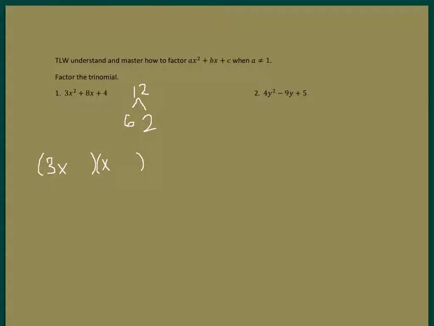Now, ask yourself this. How do I multiply 3x to make it equal 6? Well, that would be multiplied by 2. How do I multiply 1x to have it equal 2? Well, 2. Then check. Is 2 times 2 4? Yes. So we are done.